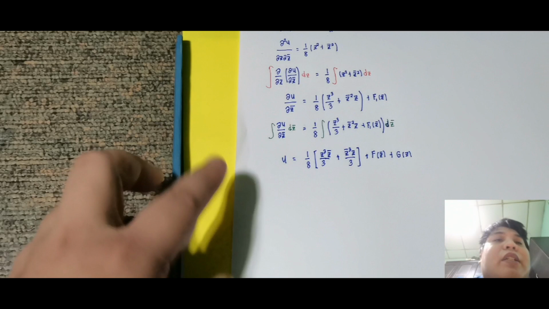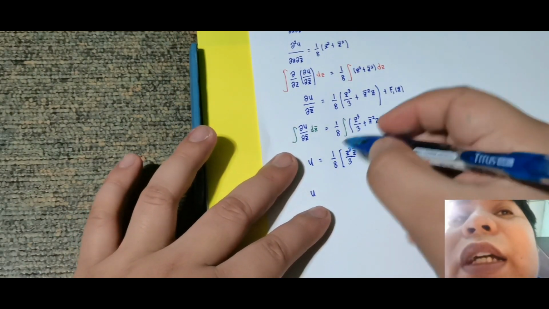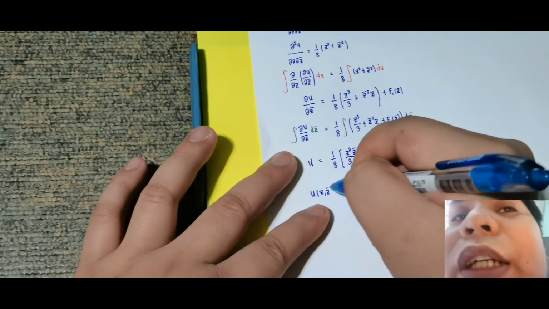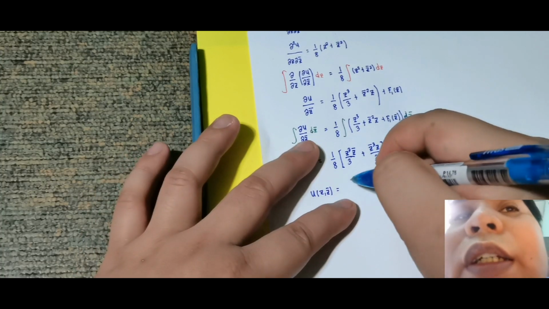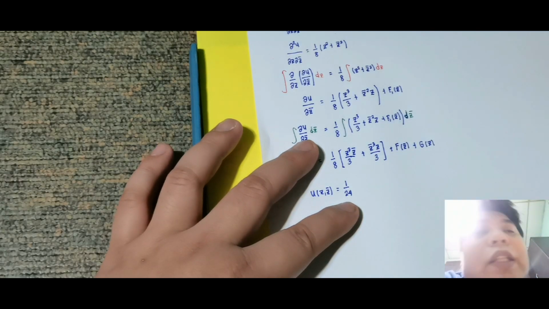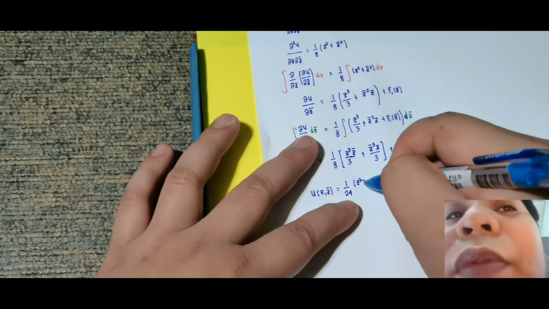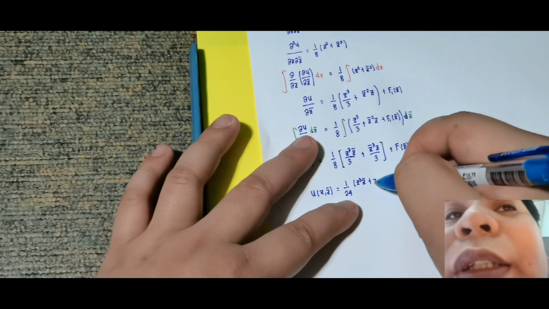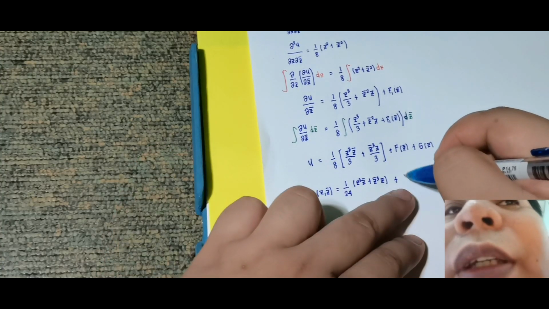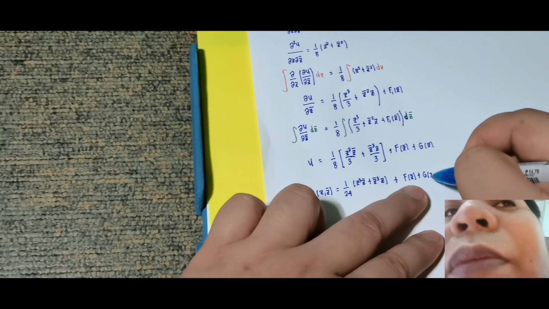Okay, next, isi-simplify natin siya further. This is u. Okay, so u, ito pa lang ay u of z. So, sorry, this is u of z, z bar pa lang siya. Okay, which is equivalent sa, so 1/8 times 1/3, that is 1 over 24. Okay, tas konting factoring. So, that is z cube, z bar, plus z bar cube, z, plus f of z bar, plus g of z.